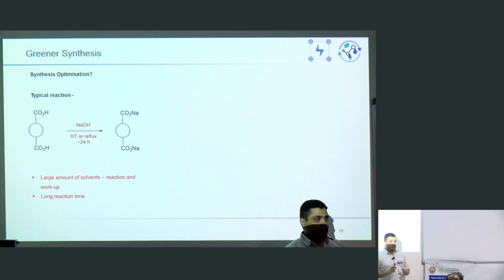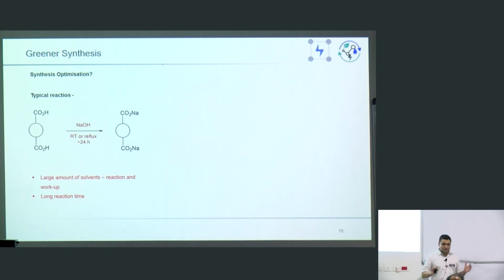So I was talking about sodium carboxylates, and I said that people have been taking dicarboxylic acid, treating it with sodium hydroxide, and ending up getting sodium carboxylate. This has been the synthesis in the literature for years. Even if you go back 50, 60, 100 years, you'll find people using the same synthesis method. You take a carboxylic acid, treat it with sodium hydroxide, you end up getting this.